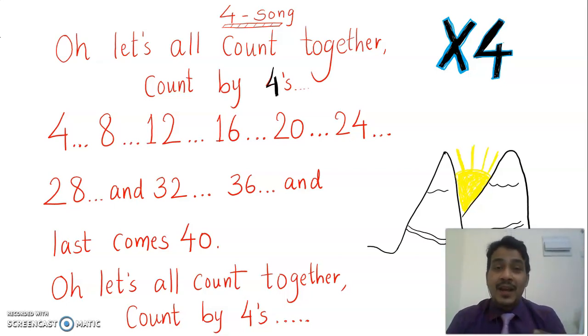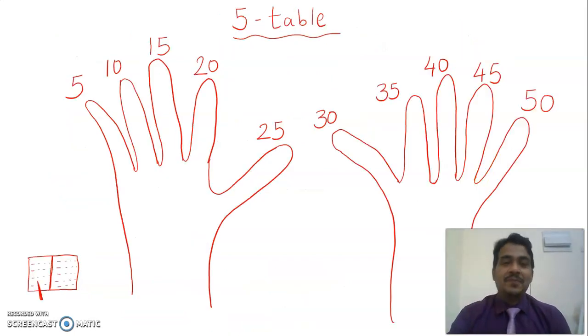Understood? Now you have to do this again. Repeat the poem again, and remember the four table. 4, 8, 12, 16, 20, 24, 28 and 32, 36, and last comes 40. Let's all count together, count by fours. Perfect. So that's the four song which you have to remember, okay?